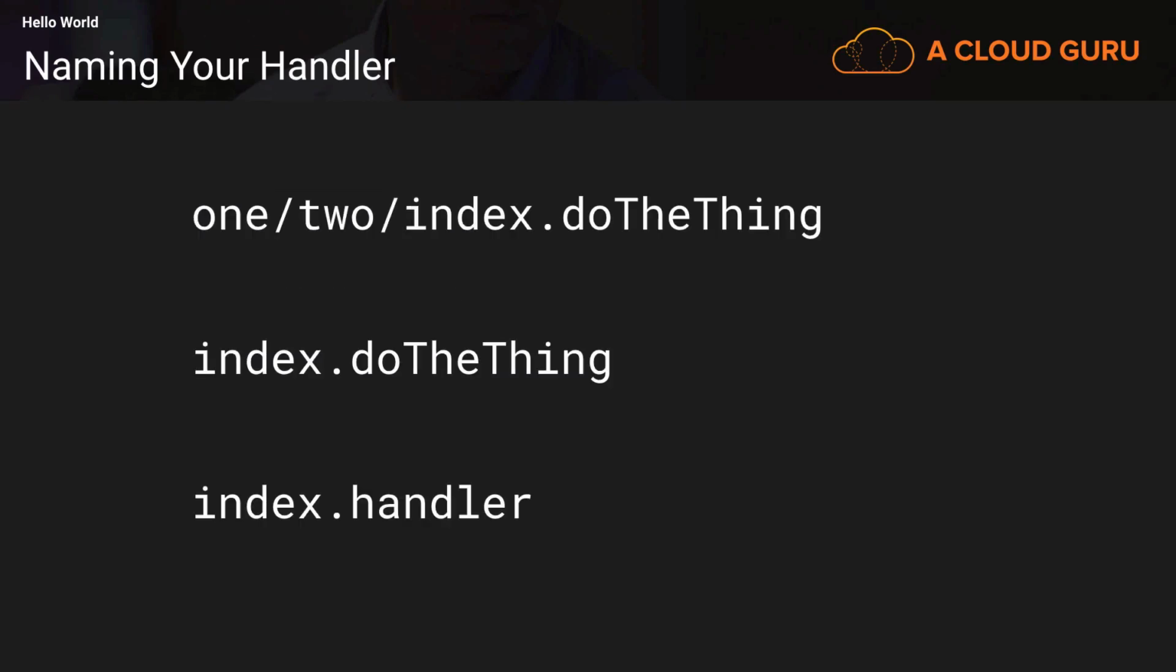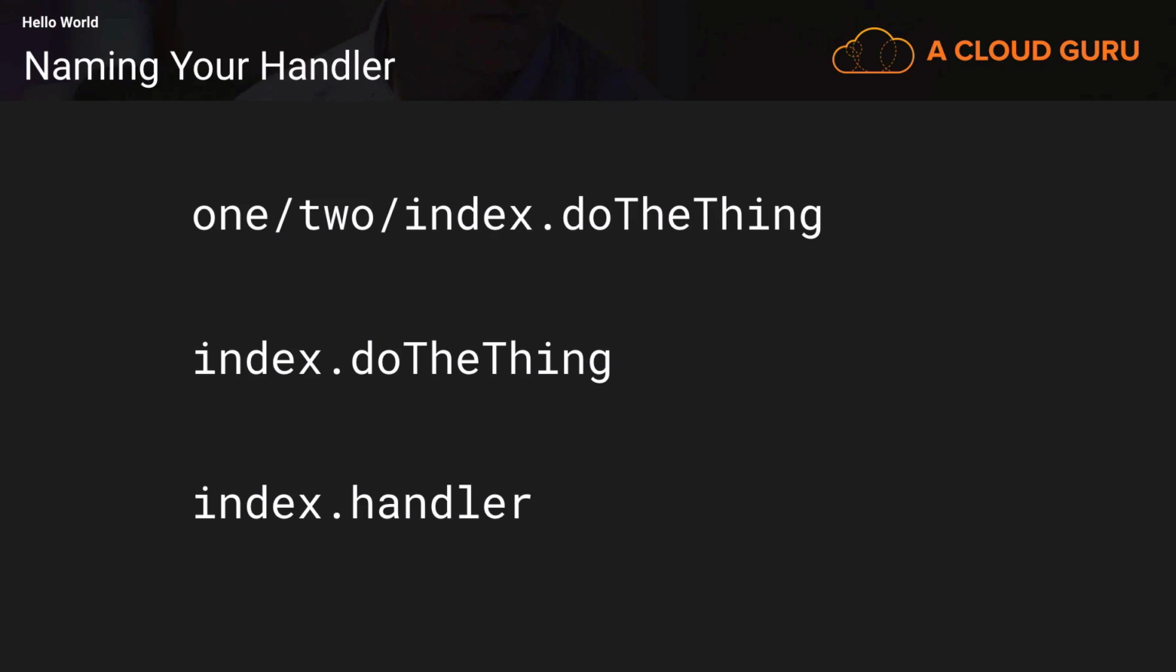Here's a couple of example names. So you have 1/2, those are both directories. And then inside of that, you have the index file, and it has a function called doTheThing. If it wasn't in a directory, you would get rid of those slashes, which are used to separate the directory path, and instead just say index.doTheThing. And in our case, we're going to use index.handler.